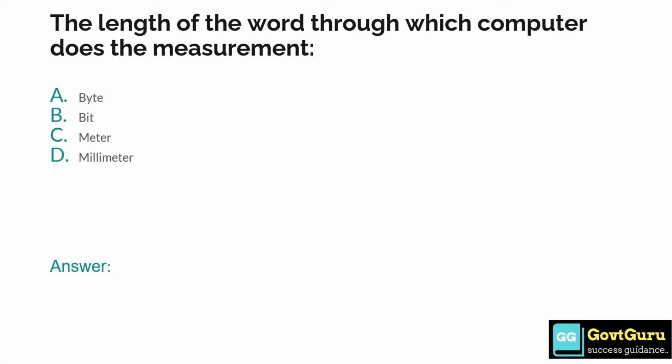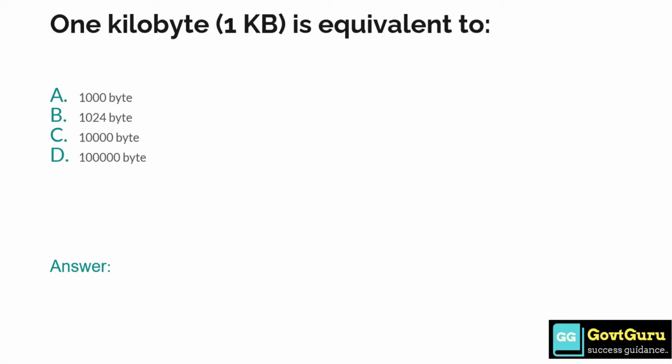So the first question is the length of the word through which computer does the measurement. Option A byte, option B is bit, option C meter and option D is millimeter. So the answer is bit, option B. The next question is 1 kilobyte, 1 KB, is equivalent to. Option A 1000 byte, option B 1024 byte, option C 10,000 byte and option D 1 lakh byte. So the answer is option B, 1024 byte.